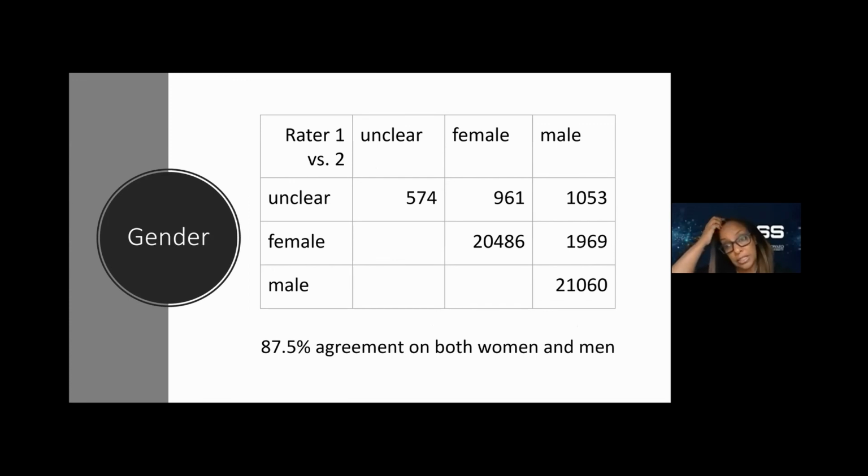And so what was interesting is that the labelers didn't always agree on gender, age, and race. So there was 87.5% agreement on both women and men. So basically this is just comparing rater 1 versus rater 2 on what they said, whether it was unclear, female, or male for these images. And you see that on the diagonal where they agreed, it's more often the case that the 2 users agreed in this case.